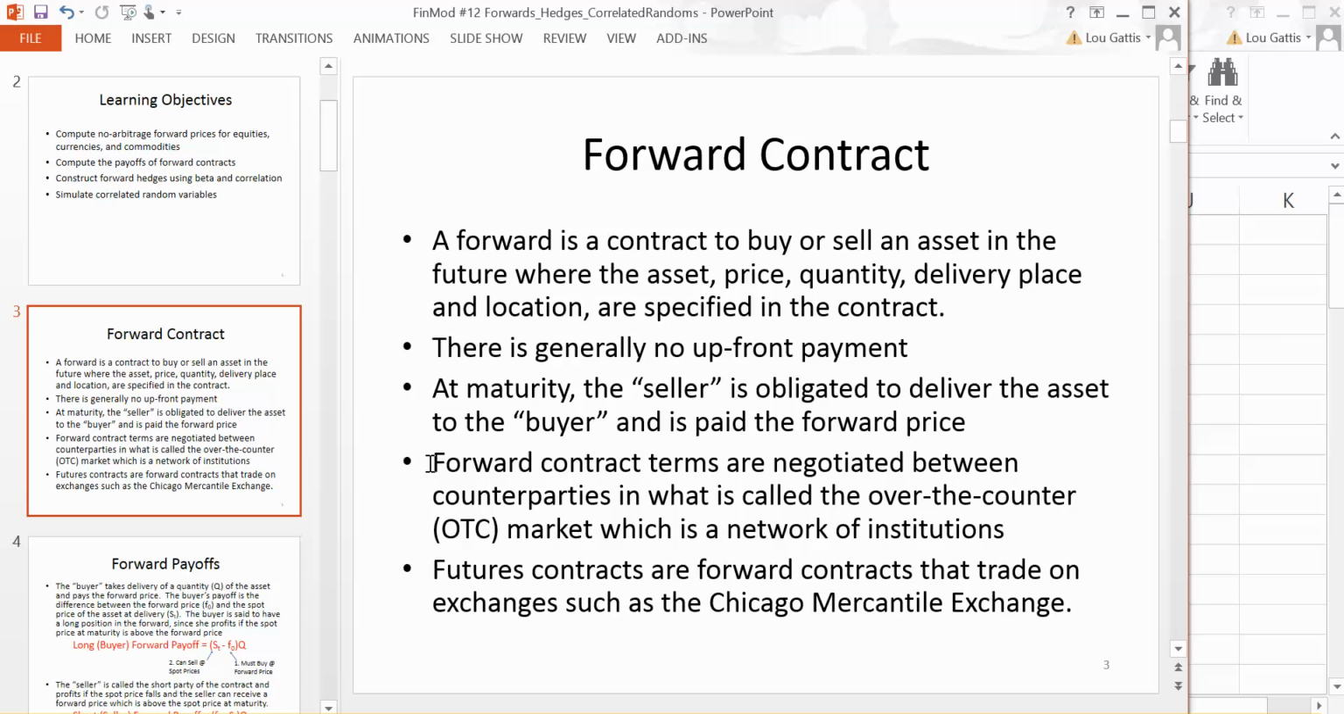Forward contracts are just negotiated between counterparties in what's called the OTC, or over-the-counter market, which is just a network of institutions. However, some forward contracts are standardized and traded on exchanges, and if they are, we call them futures contracts. Examples of exchanges of forwards or futures are the Chicago Mercantile Exchange, the CME, or the New York Mercantile Exchange, the NYMEX.